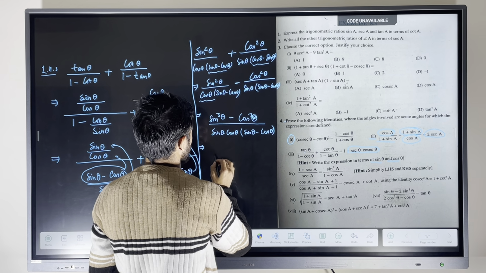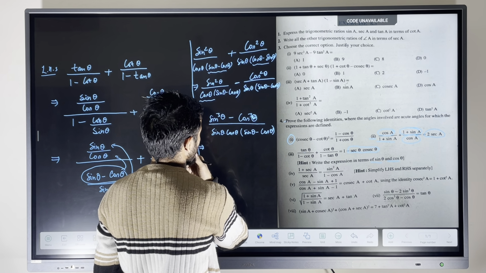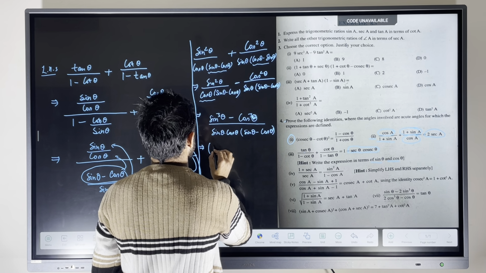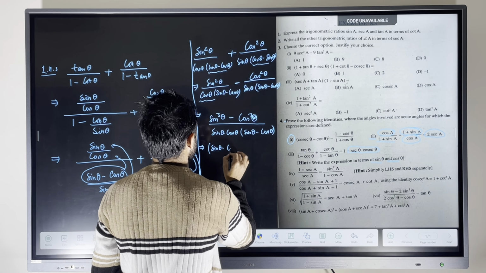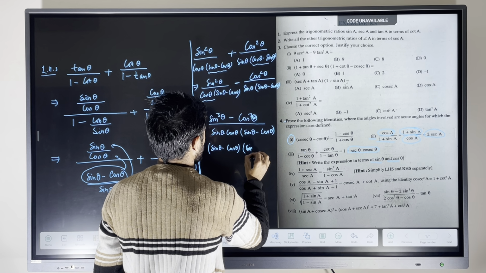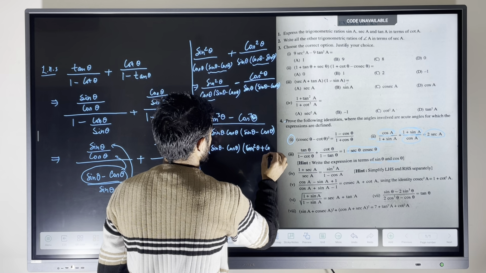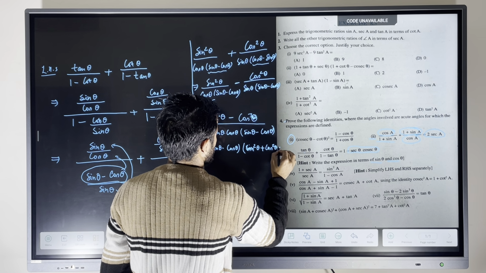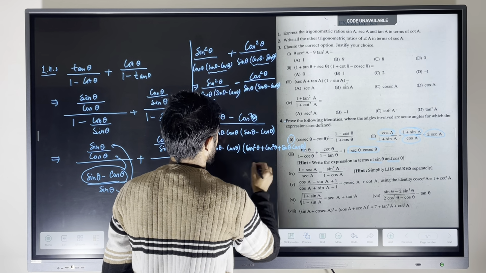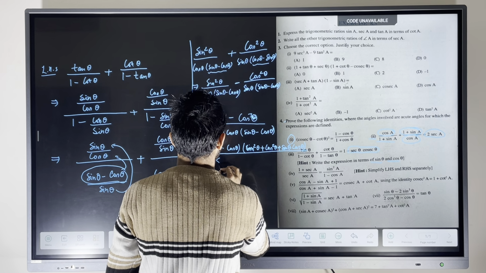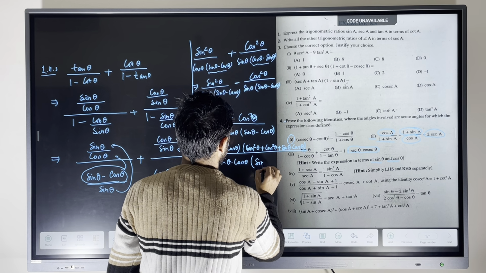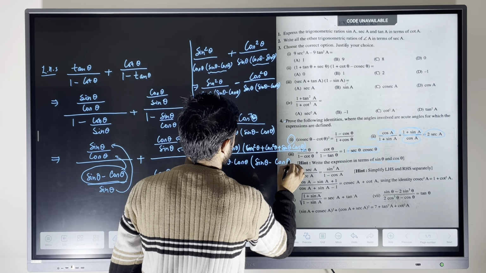One formula is a cube minus b cube is a minus b into a square plus b square plus ab, upon sin theta into cos theta, times sin theta minus cos theta.